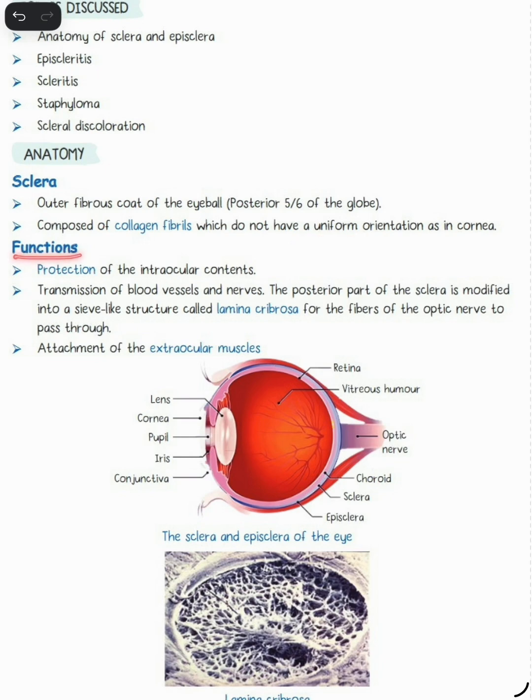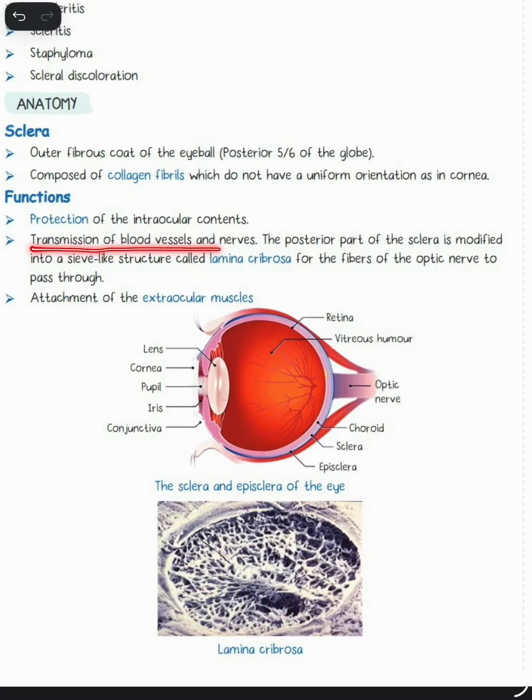The important functions of the sclera are the protection of the intraocular contents, and transmission of the blood vessels and the nerves. The posterior part of the sclera is modified into a sieve-like structure called the lamina cribrosa. Through this, the fibers of the optic nerve pass through, and it leaves the eyeball through the sclera.